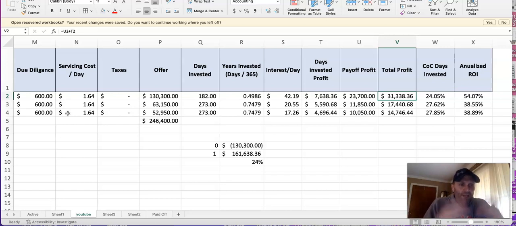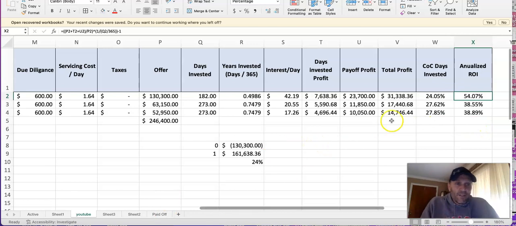But what I like to do is I like to look at the annual rate of return, and that's where you annualize these things, and that's where this days invested comes in. You got to look at that overall of the 182 days. So when you look at the annualized rate of return, you're getting a 54.07% on this one, 38.55%, and 38.89%. So you can actually check this.